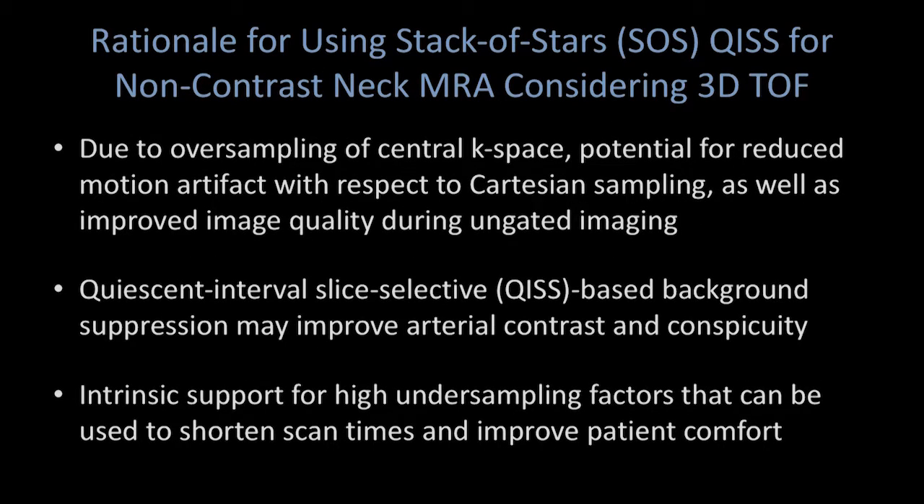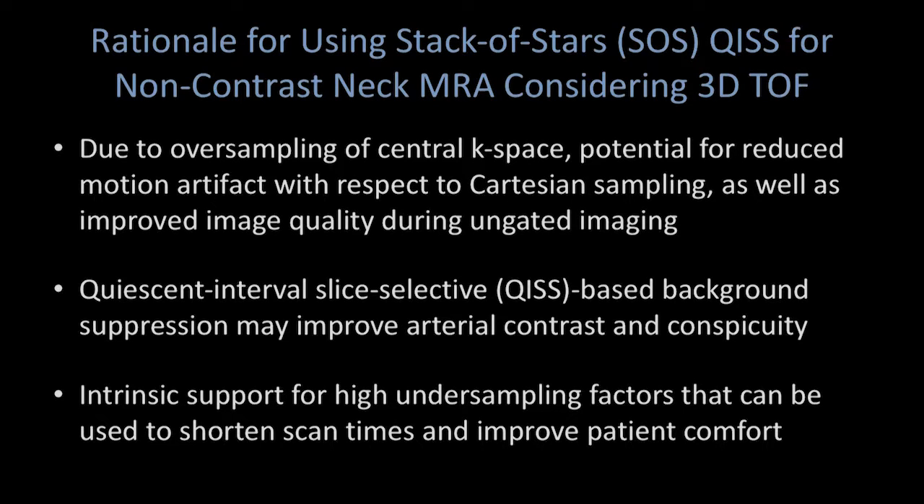So as you saw from the title, we are investigating an ungated stack of stars QISS approach for evaluating the bifurcation. What's the rationale for doing this when we have 3D time of flight available? Stack of stars imaging oversamples the center of k-space, so there's potential for reduced motion artifact, as well as improved image quality during ungated imaging, where vessel pulsation can be suppressed with the use of radial sampling.